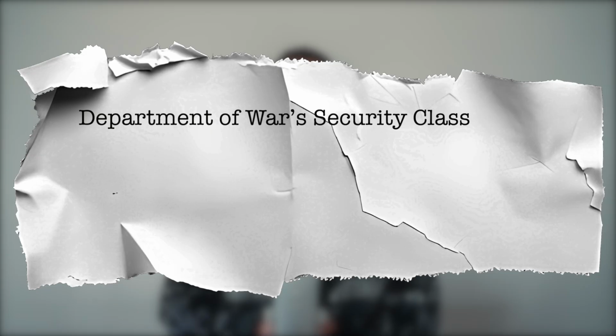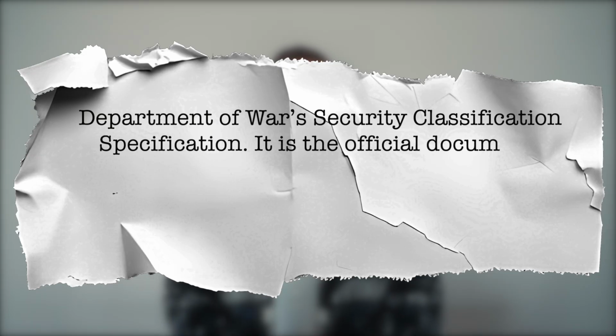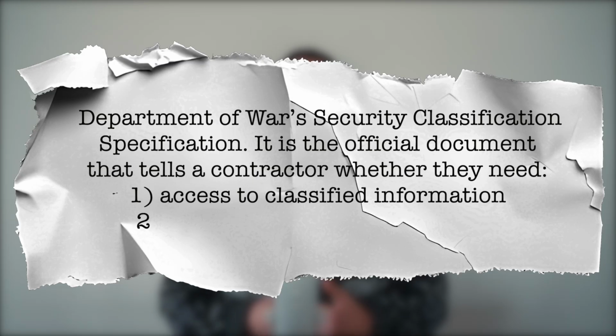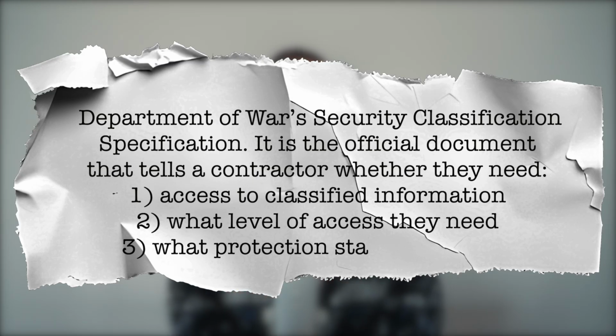To start this video, let's just cover the basics. A DD Form 254 is the Department of War's Security Classification Specification. It's the official document that tells a contractor whether they need access to classified information, what level of access they'll need, and what protection standards apply. The form never contains classified information itself. It simply outlines the requirements necessary to work with it.